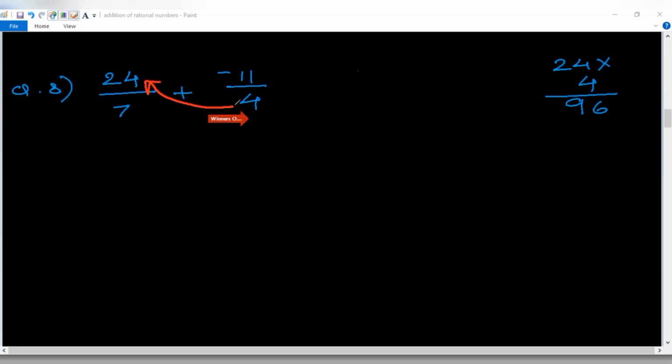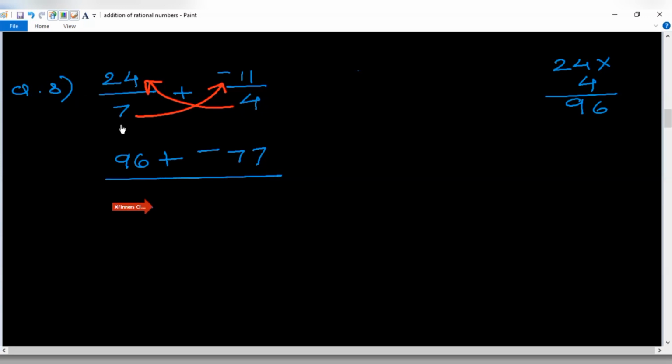See, 24 into 4 plus 7 into negative 11. Like that, if we do, it will be somewhat easier. So 4 into 24, see, it is done here. It is 96. So 4 into 24, 96, plus 7 into negative 11, that is negative 77, all divided by... Next, we have to multiply the denominator parts. The denominators are 7 and 4. When we multiply, we will get 28. So it is easy, you know, taking the LCM and changing everything will take more time. So just do cross multiplication.